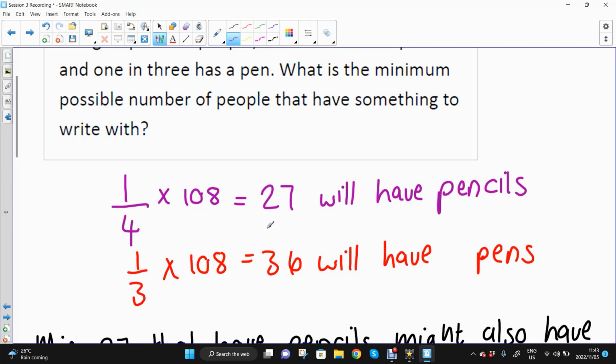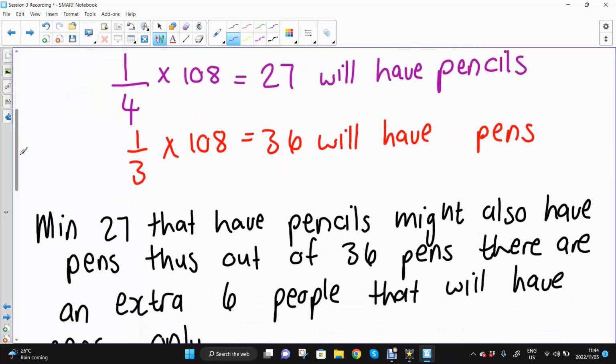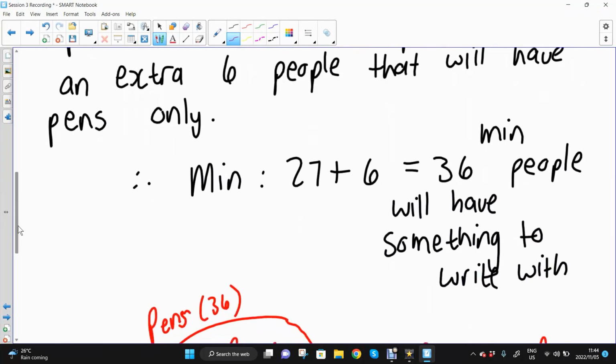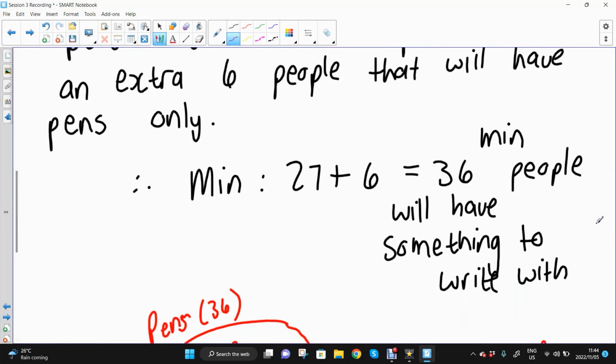So your worst case scenario, which means your minimum amount of people that will have something to write with, might be the 27 people. That's the minimum that will have pencils, but they also might have pens. So how many pens are left? The minimum 27 that have pencils might also have pens. Thus, out of 36 pens, there are an extra 6 people that will have pens only, which means there's a minimum of 36 people in this group that will have something to write with. That is the worst case scenario. If all the people that have pencils also have pens, then this is what will happen.